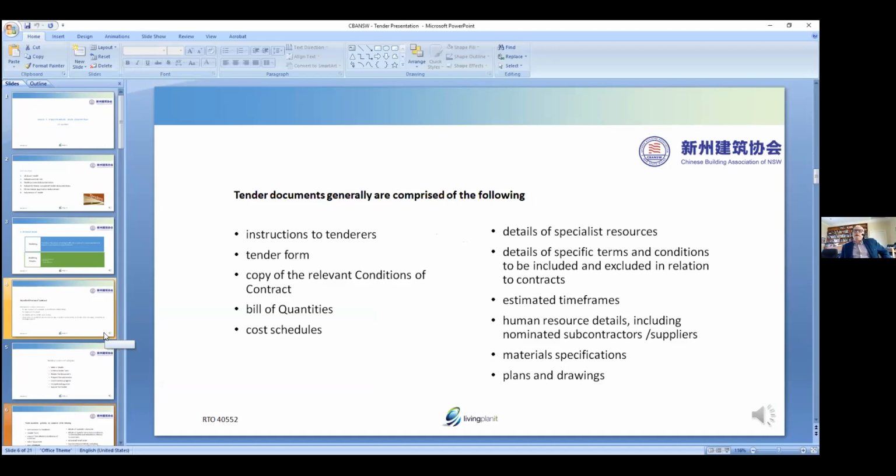Okay. Now, these are the documents that generally comprise a tender. So there's instructions. Often the instructions are critical because they will tell you when you need to submit the tender by. There's a cutoff, a deadline, okay? How you're supposed to submit it, in what format you're supposed to submit it. It's no good if you don't follow the instructions.